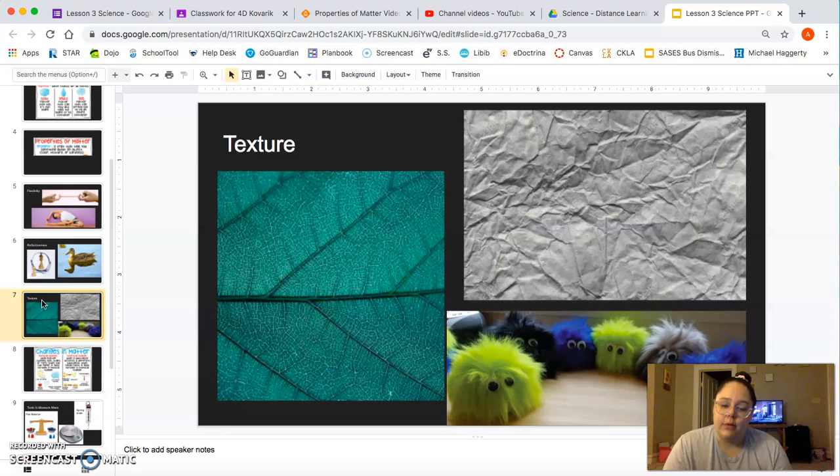Next one is texture. We mentioned this a couple minutes ago, but it's how something feels. Look at that leaf. If you were to touch this leaf here, how do you think it would feel? Maybe bumpy, rough. Same with this crumpled up piece of paper. That would feel pretty rough. You would feel all those creases in it. And then these little guys down here seem kind of fuzzy, furry, soft. All of those are texture words. So texture is how something feels.